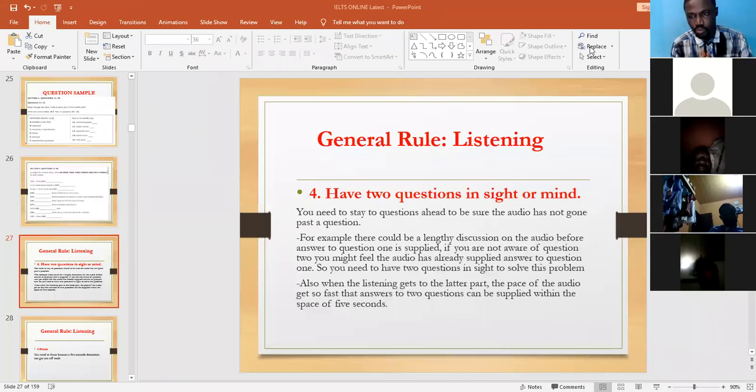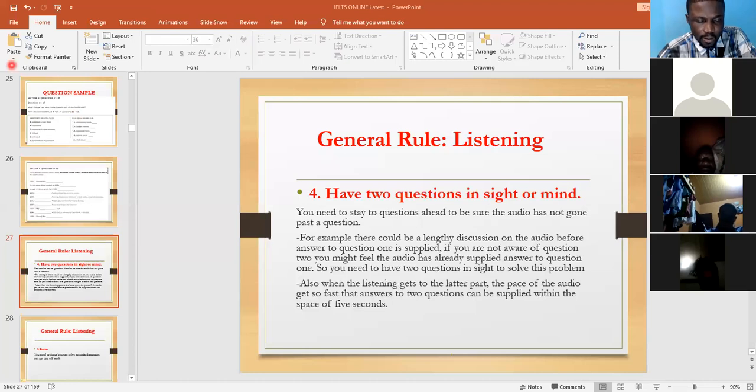So you have two questions in mind. The second reason is that when the audio is fast and giving you two answers in the space of 5 seconds, you are still able to catch up. Okay, so rule number 3 and 4 are very critical. Rule number 3 and 4 are very, very critical. Others are important, but these are critical. They are the ones that decide whether you score a very high mark or not. So that is just it.